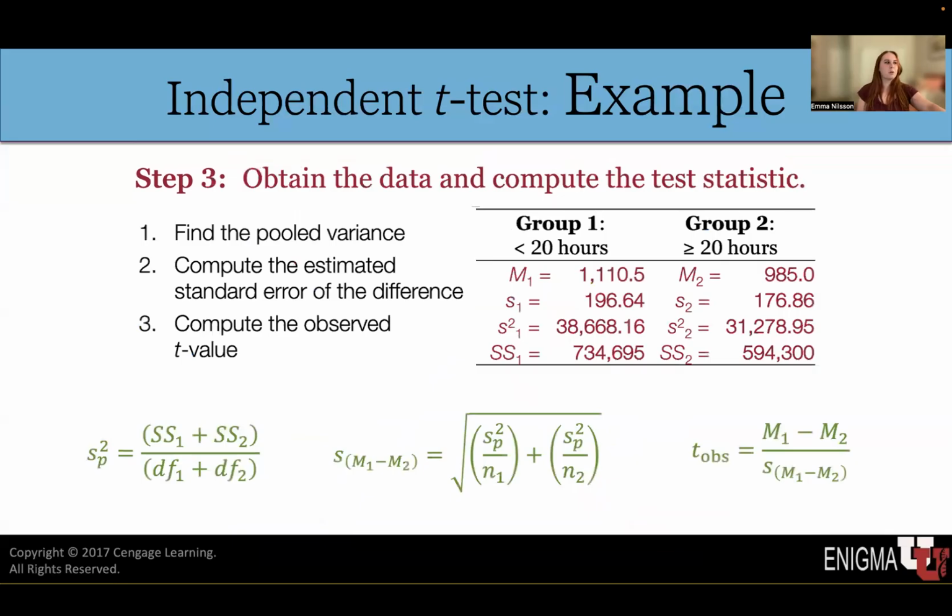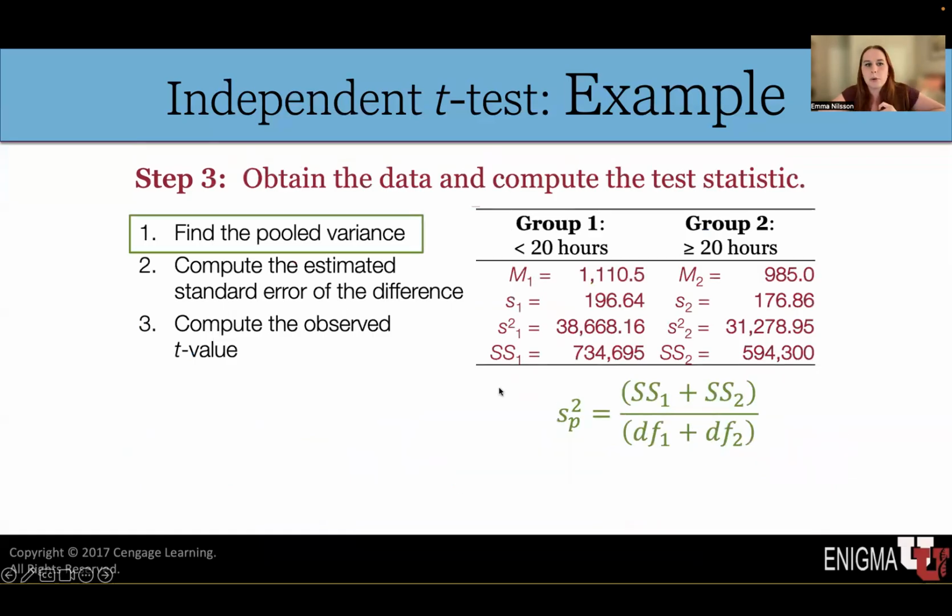Step 3 is going to be to obtain our data and compute our test statistic. So in order to get our test statistic, we need to do 3 steps. Number 1, we need to find our pooled variance. Number 2, we're going to use our pooled variance to find our estimated standard error of the difference, this guy, our denominator. And then step 3 is we're going to use that denominator to calculate the T statistic.